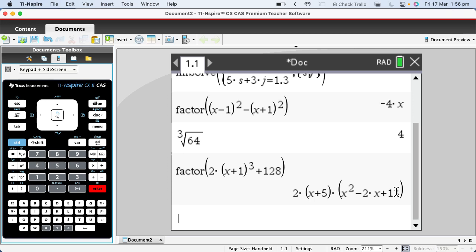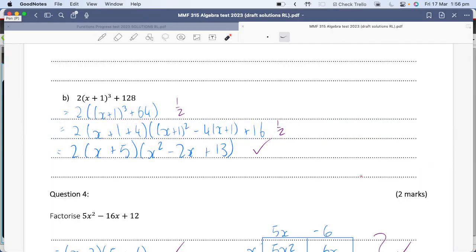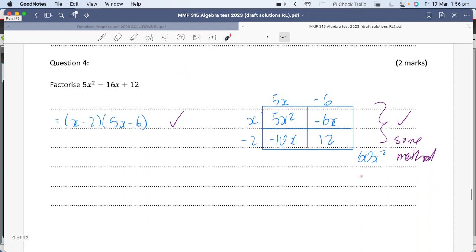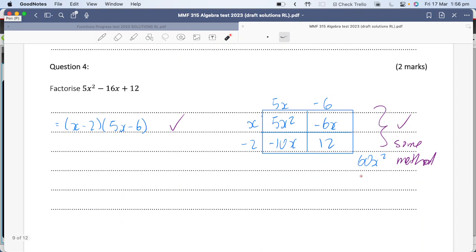That would have given you 1 out of 2 marks just for using your calculator. 1 out of 2. Think about how many marks you were away if you didn't get this right, and see what happens if you added some extra ones in there from just using your calculator. Question 4 was a gotcha question. Gotcha.